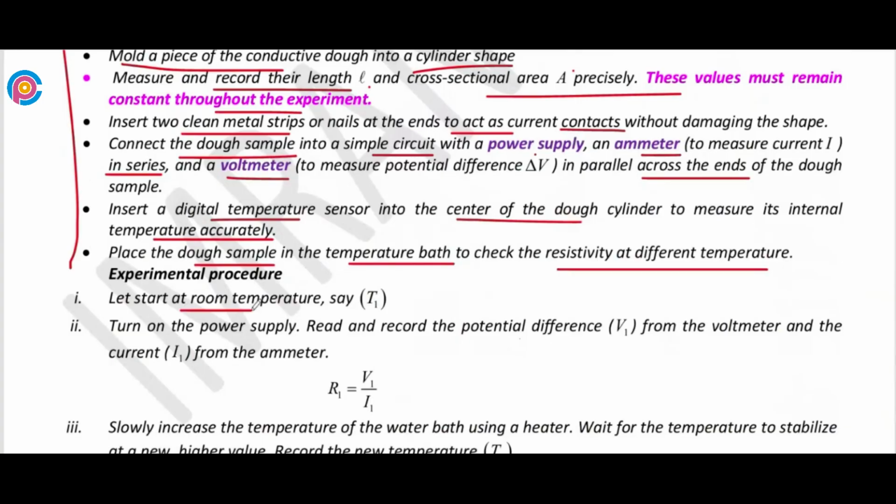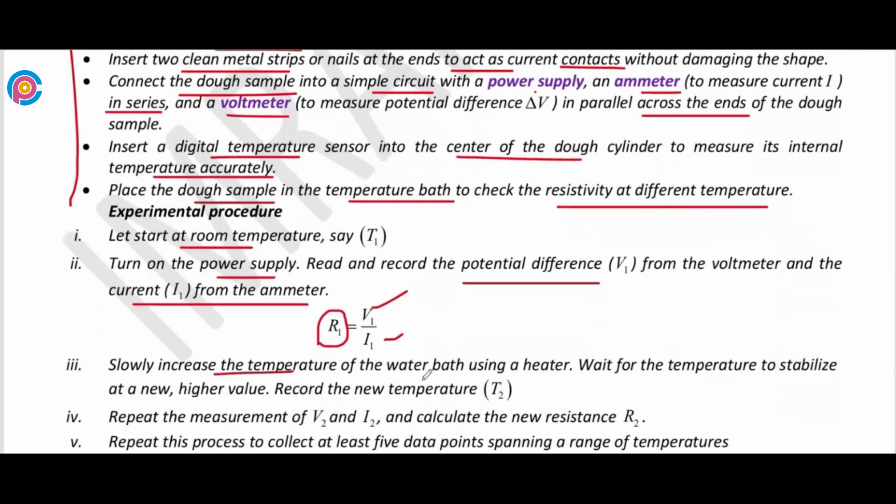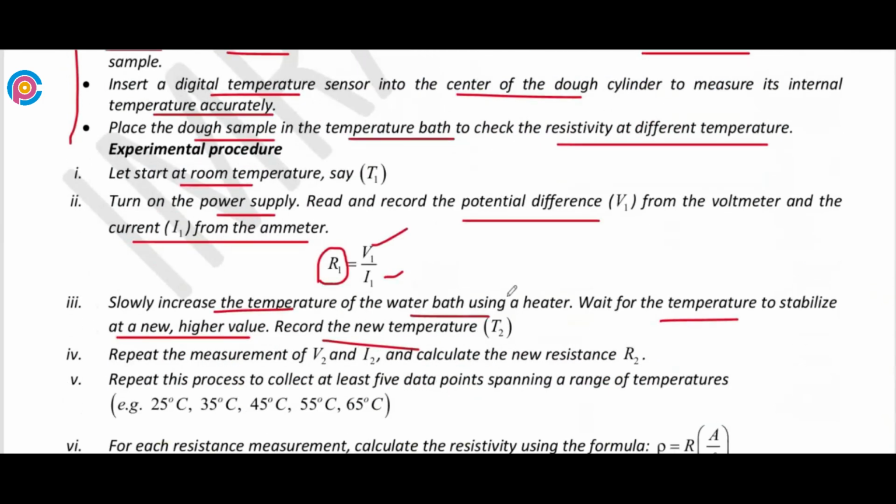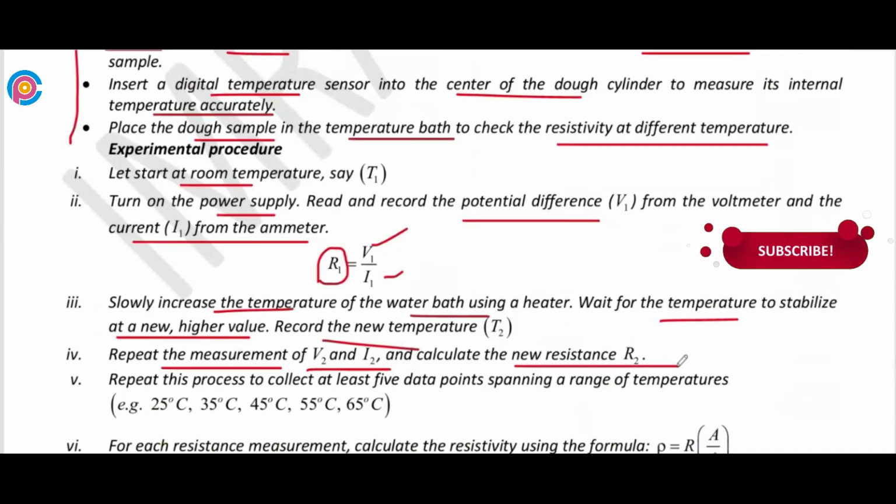Experimental procedure: let's start at room temperature, say T1. Turn on the power supply. Now there is a current in the circuit. We read the potential difference across the dough from the voltmeter and the current through the ammeter. From the voltage and the current, we can calculate the resistance of the dough. Now increase the temperature of the water bath using the heater. Wait for the temperature to stabilize at the new higher value. Record the new temperature T2. At this temperature, again switch on the power supply, measure the potential difference and the current through the circuit, and then we can calculate the new resistance.